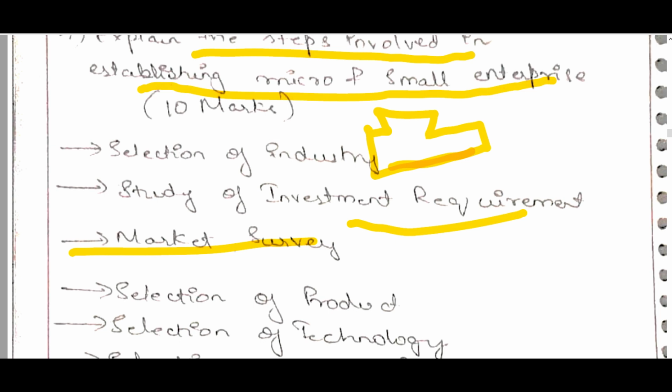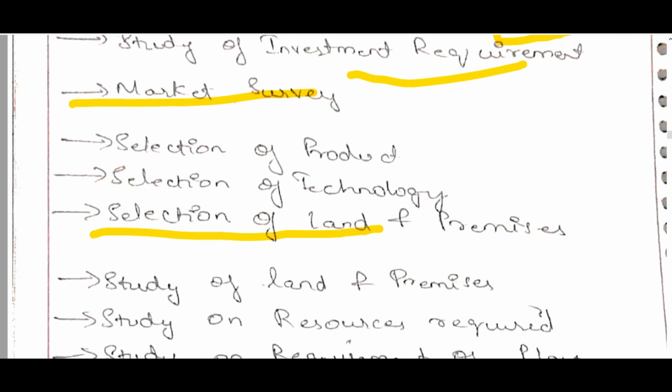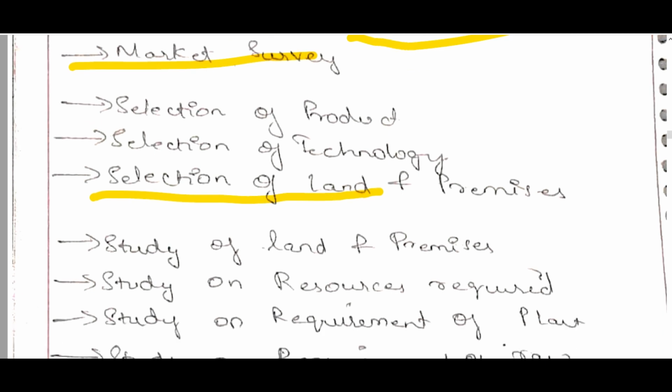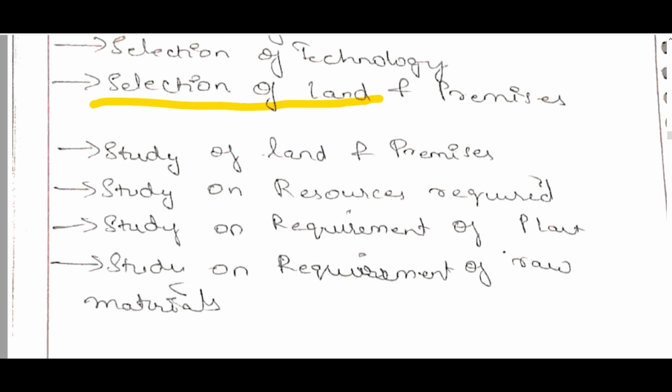We have to take a market survey. Suppose we are creating a Verna, what is the price in the market, and what will be the price we will be offering to the customers. Then selection of the product, which type of car or which type of bike you will produce, selection of technology, what will be the technology you will use to create that product, and the selection of land and premises, and study of land and premises.